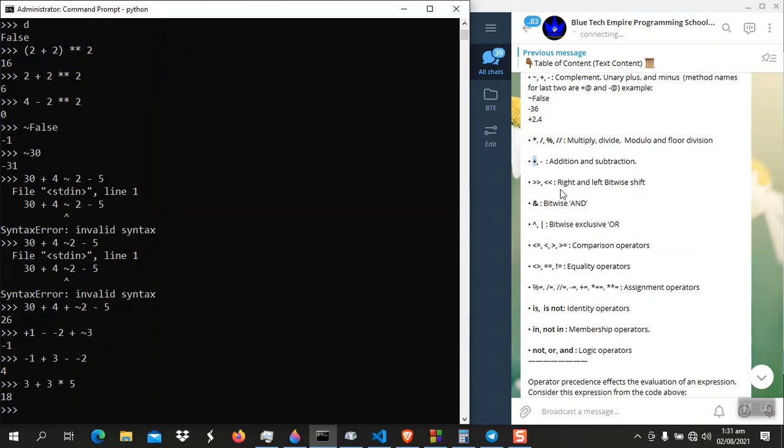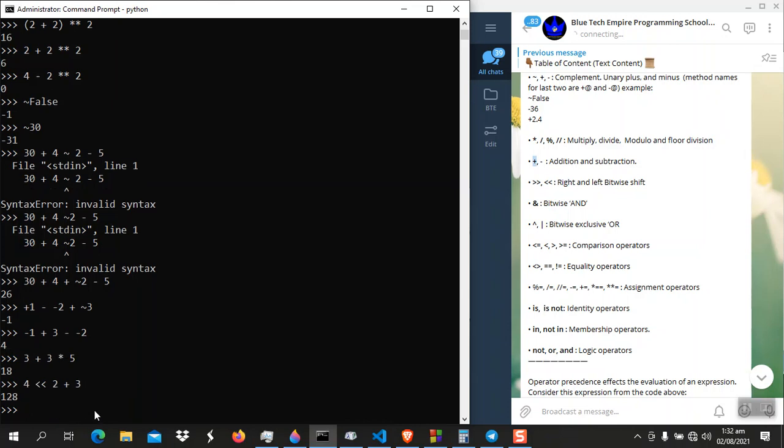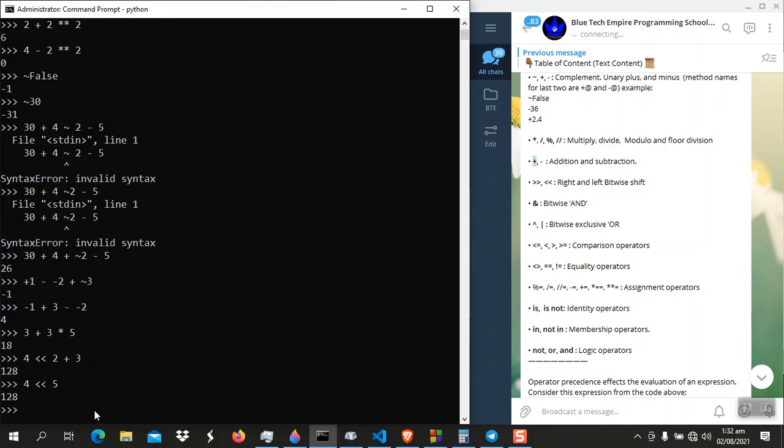So now here we have right shift and left shift. As you can see, right shift and left shift appear below plus. So if you have, let's say, 4 left shift 2 plus 3, it's first going to take 2 plus 3, then it's going to find 4 left shift the result of 2 plus 3. So this is similar to writing 4 left shift 5. You understand? If it was not that case, we would have had 4 left shift 2 first, then plus 3. But you see, that's going to be wrong.